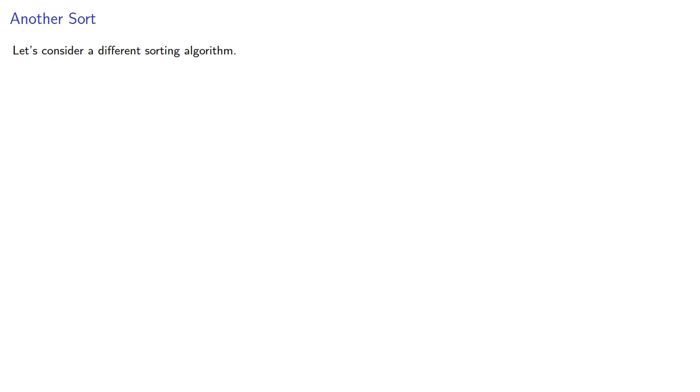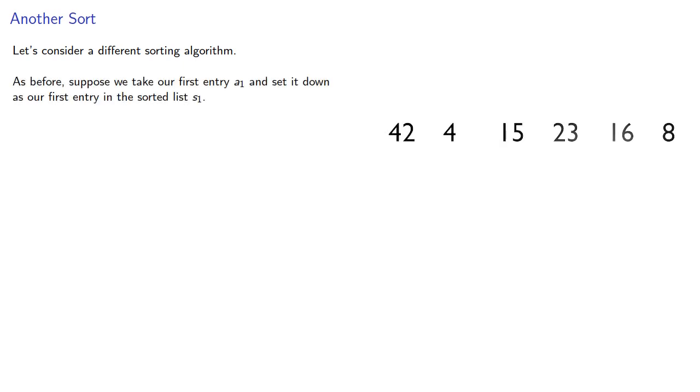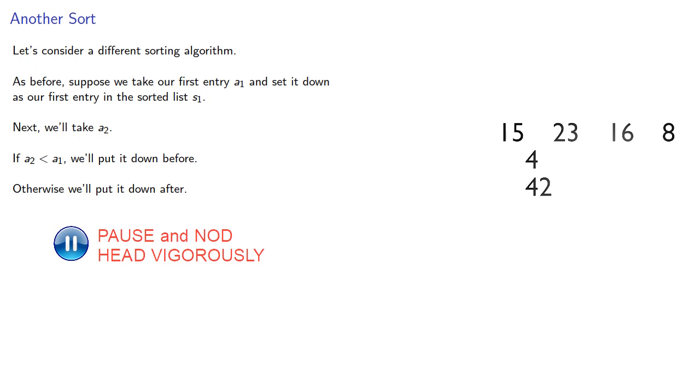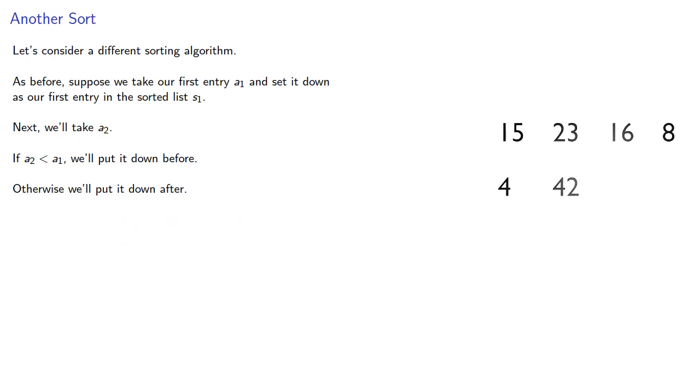Let's consider a different sorting algorithm. As before, we'll take our first entry A1 and set it down as our first entry in our sorted list. Next, we'll take A2. If A2 is less than A1, we'll put it down before, otherwise we'll put it down after. This gives us 2 entries in our sorted list.